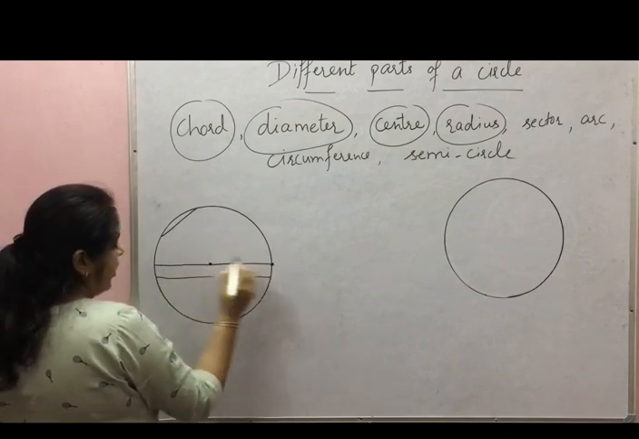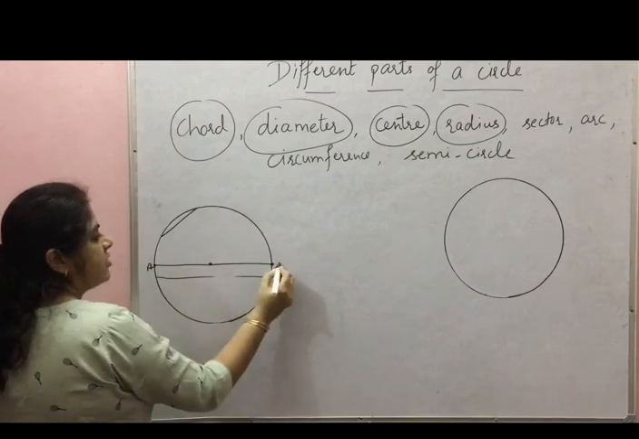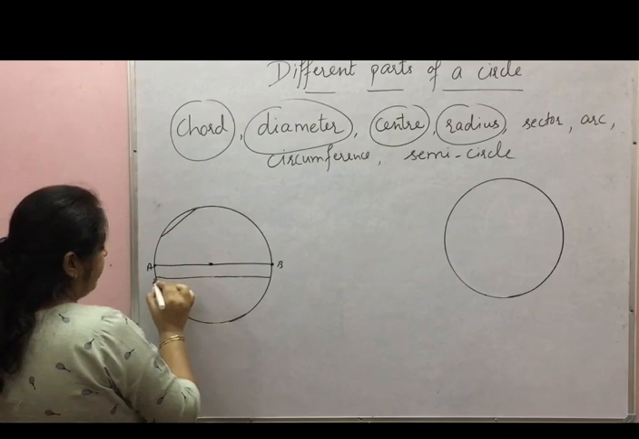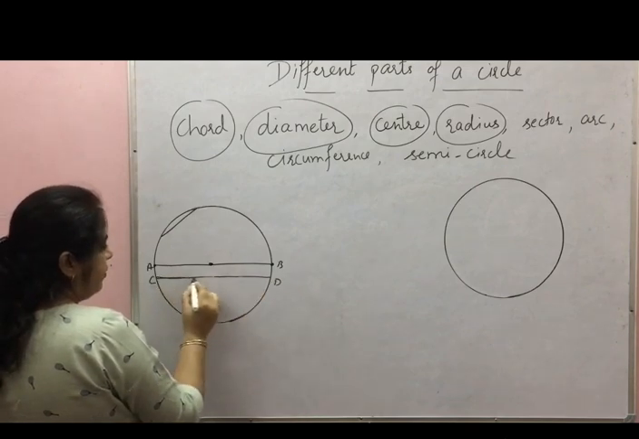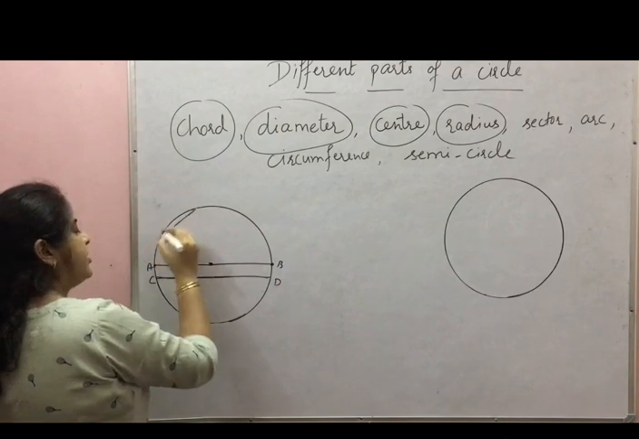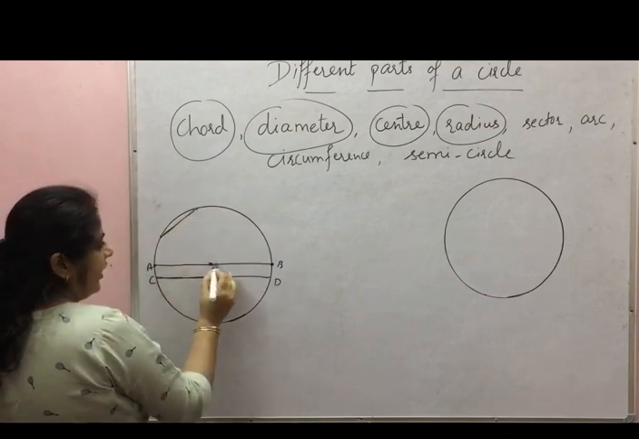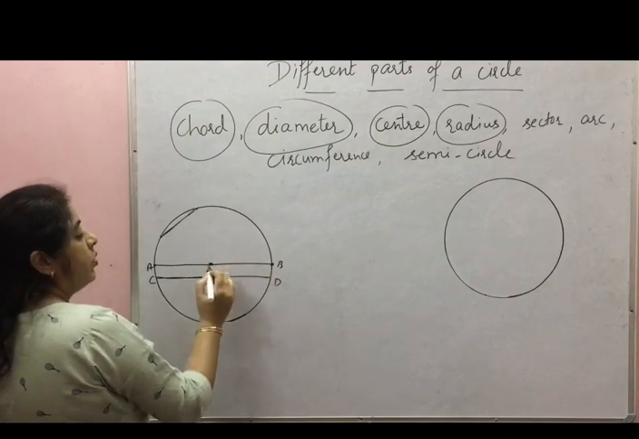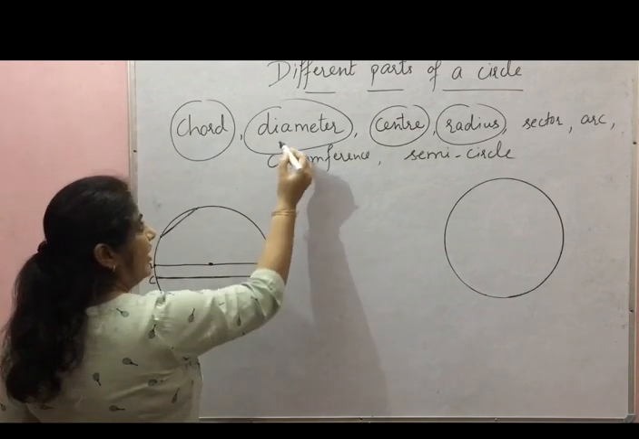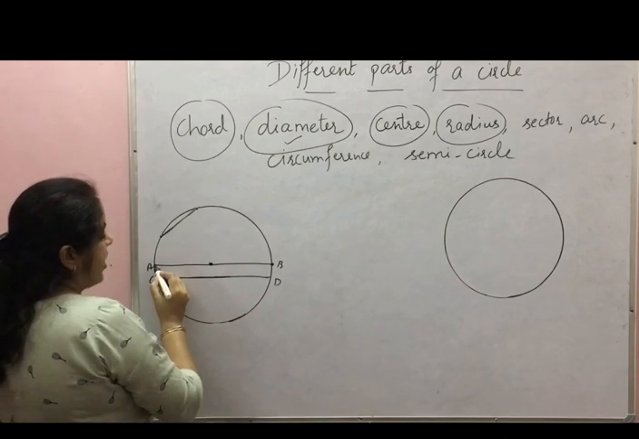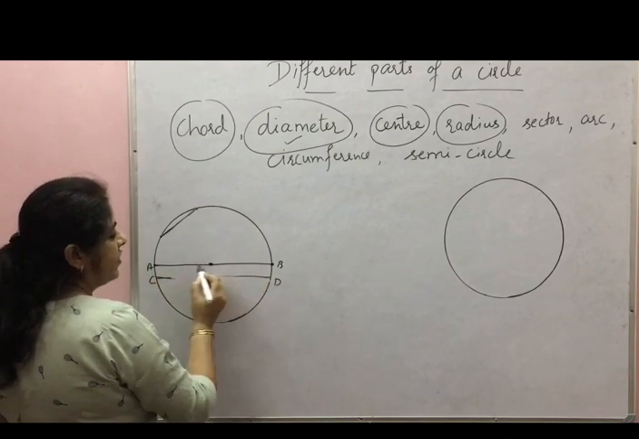Chord means we are joining any 2 points on the circle. We are getting a chord. But you are observing this chord is not passing through the center. This chord is also not passing through the center. But this chord AB passing through the center of a circle is called diameter. So what is diameter? Diameter is a chord which passes through the center of a circle.